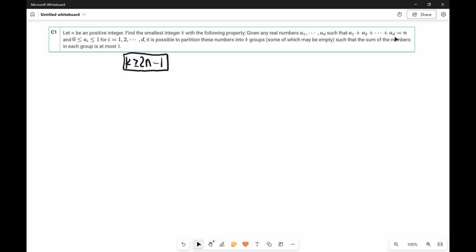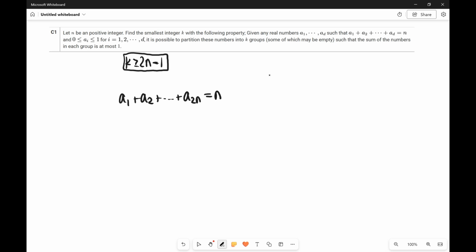And the first issue is when a1 plus a2 plus all the way to plus a2n is equal to n. And we want to combine two of the numbers inside some group somehow. Because otherwise, if we can't do that, then k will be greater than or equal to 2n, and not 2n minus 1. So let's see if we can combine two numbers in a group. Suppose for the sake of contradiction that we can't do this.